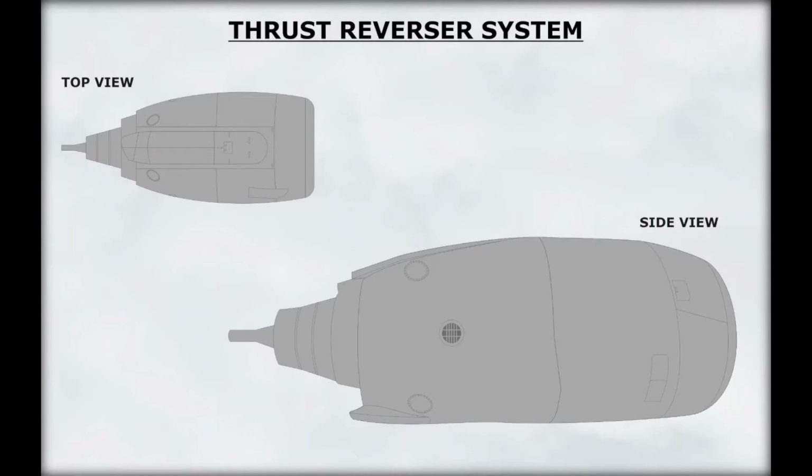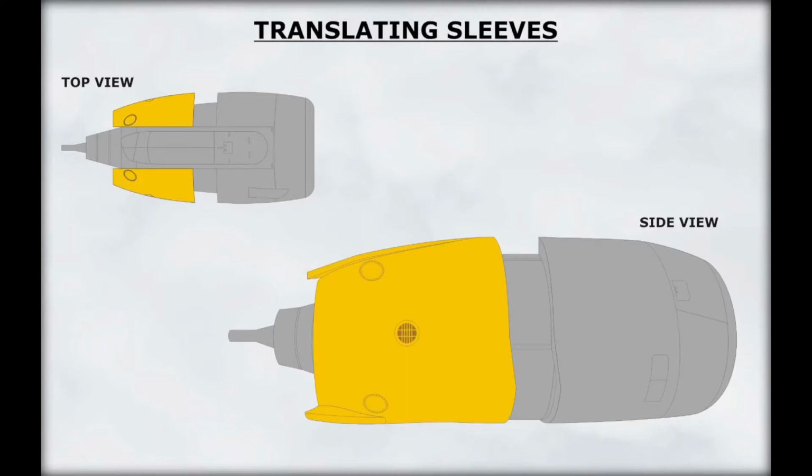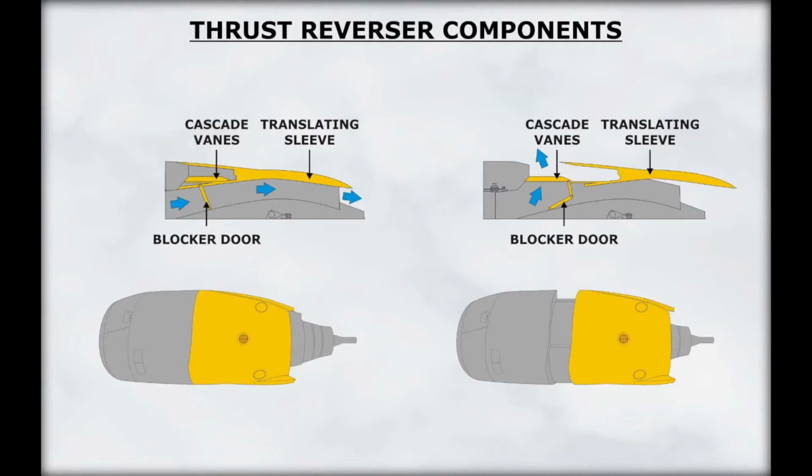Let's take a look at the thrust reverser system. The thrust reverser consists of two hydraulically operated translating sleeves. When the thrust reverser is deployed, the sleeves move backwards and expose fixed cascade vanes. As the sleeves move backwards, blocker doors deflect the discharged air forward, causing the direction of the thrust to be reversed.